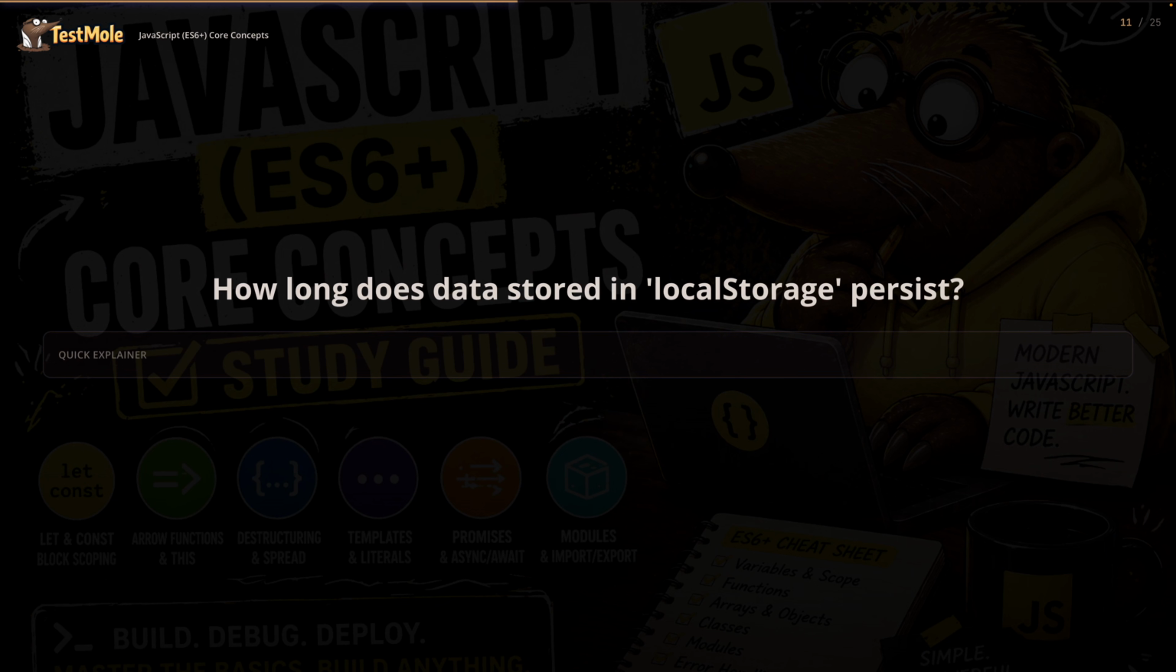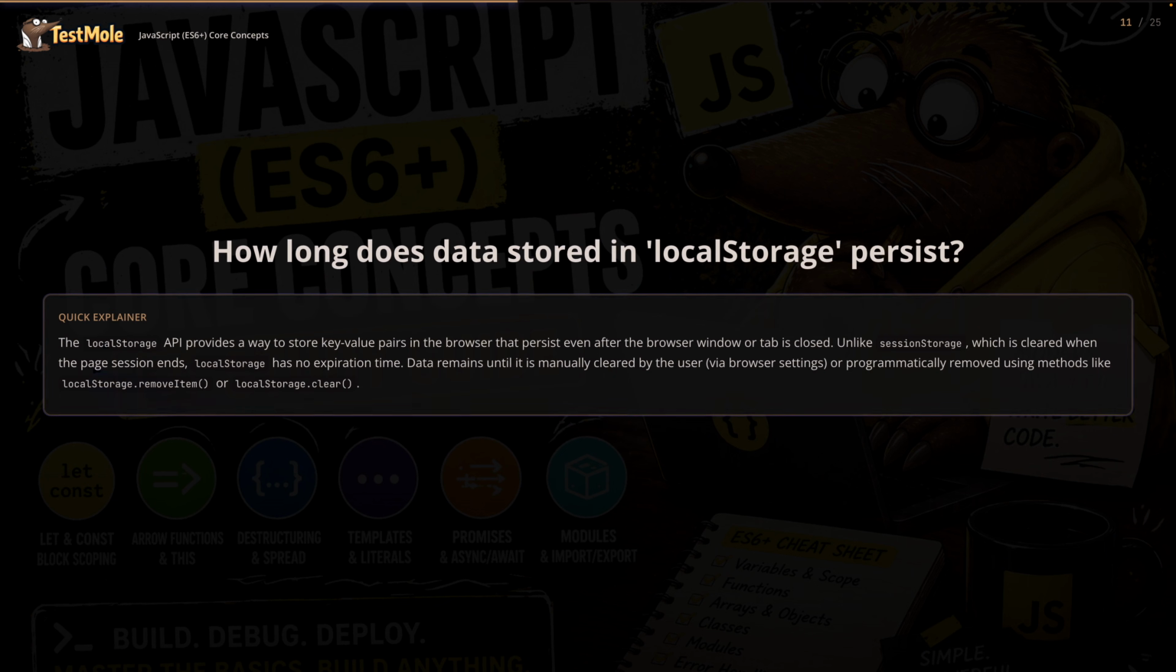How long does data stored in local storage persist? The Local Storage API provides a way to store key-value pairs in the browser that persist even after the browser window or tab is closed. Unlike session storage, which is cleared when the page session ends, local storage has no expiration time.